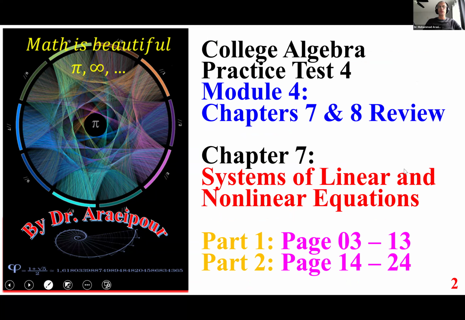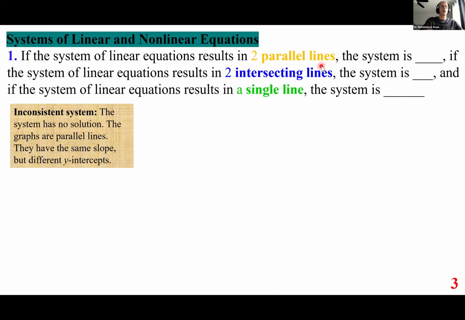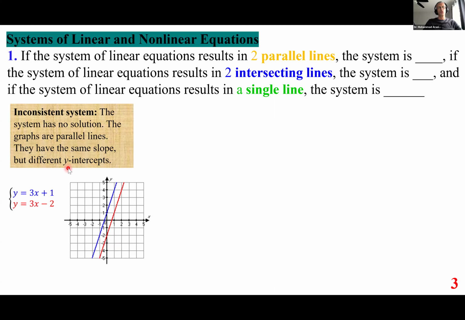So here's chapter 7, systems of linear and nonlinear equations. Number 1, if the system of linear equations results in two parallel lines, the system is inconsistent. What is an inconsistent system? The system has no solution. The graphs are parallel lines. They have the same slope, but different y-intercepts. So if you solve for y, you see that m1 equals m2, but b1 is not equal to b2.